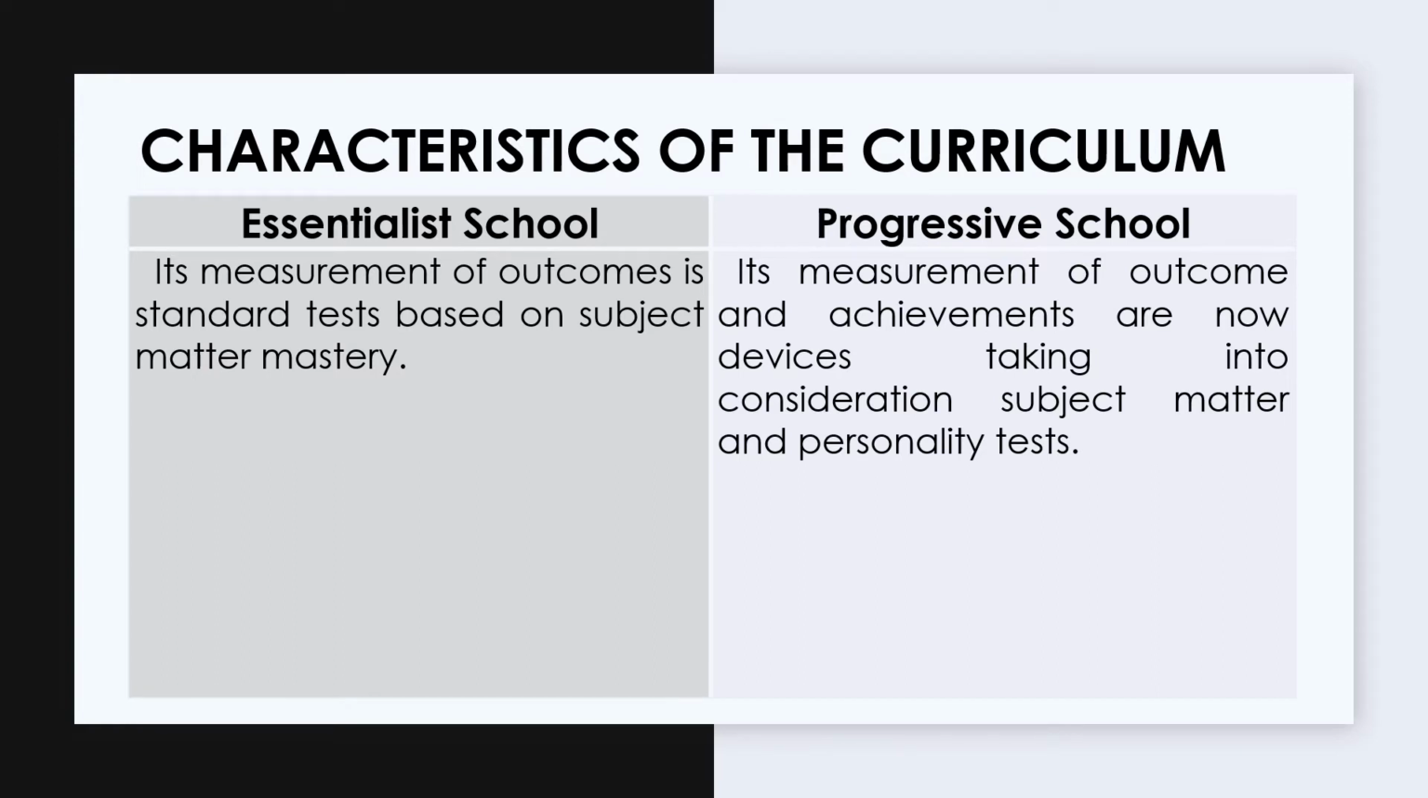For the progressive, measures of outcomes and achievements are devices taking into consideration subject matter and personality tests. Okay, for the progressive schools, they value character development. They value values and attitudes. Knowledge can be learned, but if you don't possess wholesome values, positive values, or the kind of personality you possess is negative, you will not be attractive no matter how beautiful or how good looking you may be.